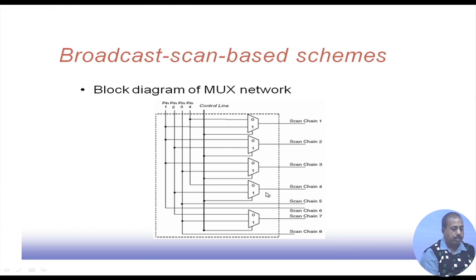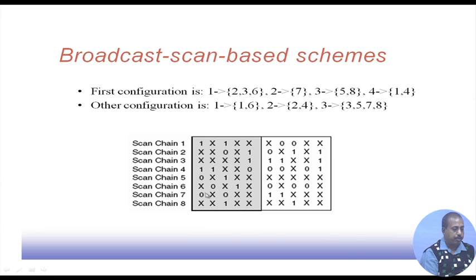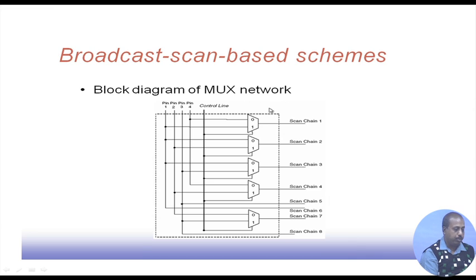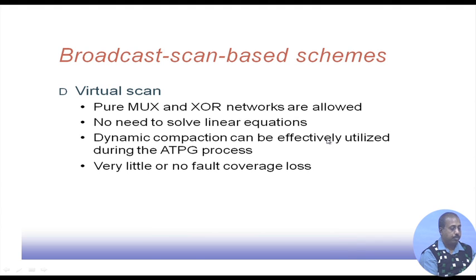So, similarly, scan chain 4, in the first part it should get from pin 4, in the second part it should get input from pin 2. So, you see that this way this network can be configured, this network can be designed, and through this control line we can have this decompressor realized. So, we are getting only 4-bit input, but they are feeding 8 different scan chains.